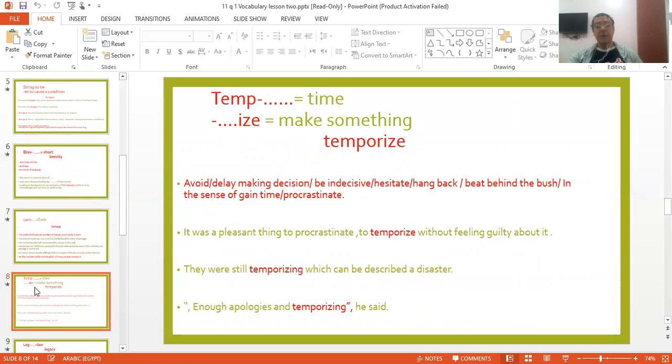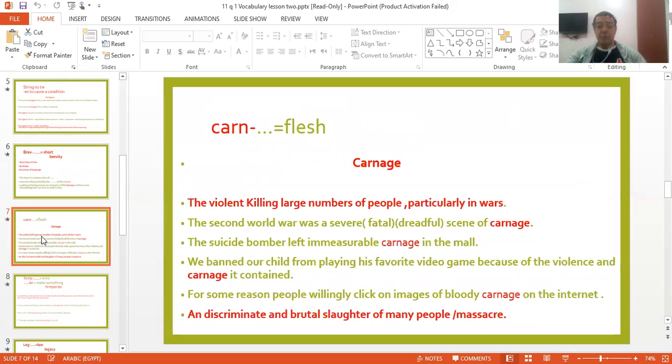Okay, let's move to another vocab item. We have carnage. Carn means flesh, anything related to flesh, like carnivores, wild animals that eat flesh, such as lions and tigers. These are carnivores. So, what is the meaning of carnage? Carnage is an indiscriminate and brutal slaughter of people, such as a massacre. So, a carnage is a massacre where people are being slaughtered indiscriminately and violently.